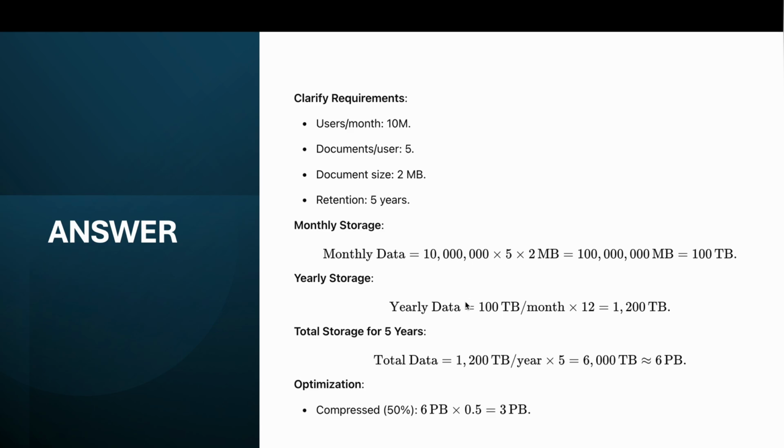But yeah, now total storage, because we have to retain this for 5 years. So data has to be archived, or let's say it has to be there in the system at least for 5 years. So in that case, total data would be 1200 TB per year multiplied by 5. It is 6000 TBs, which is 6 PB, right?